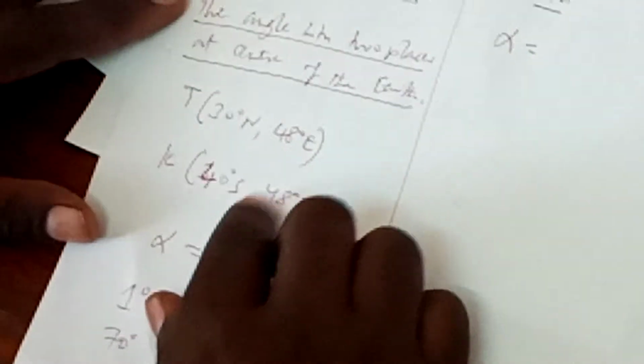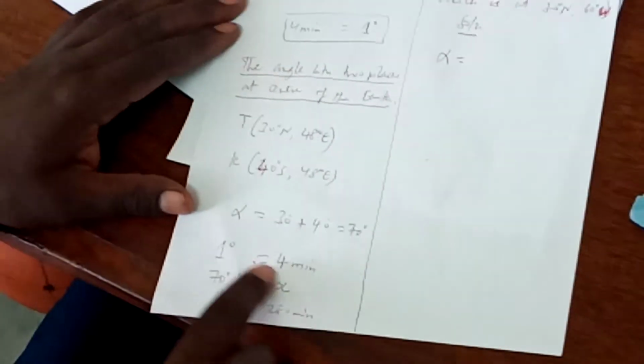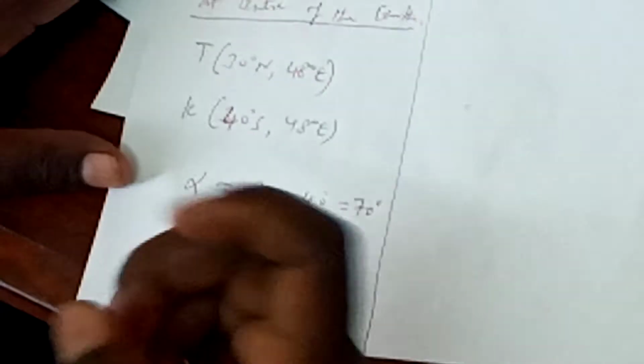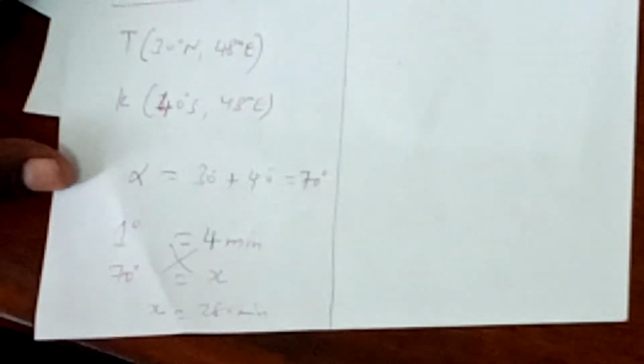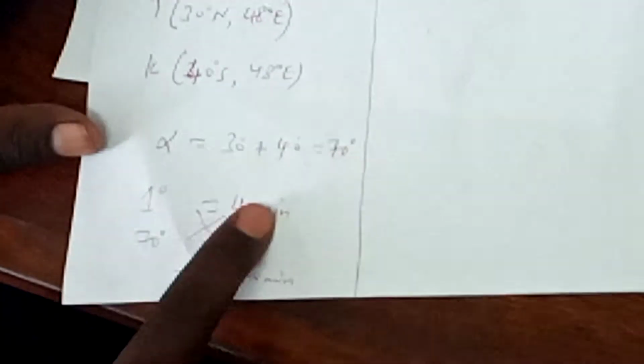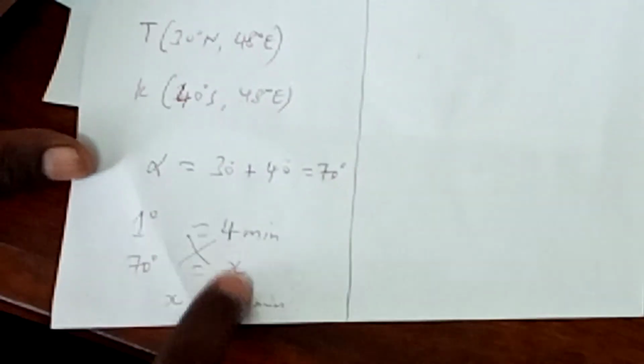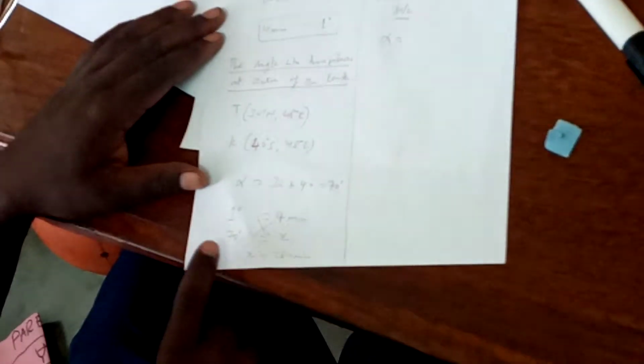Now after getting the angle, if you are going to find the time difference, you are saying 1 degree is equal to 4 minutes. If the earth rotates 1 degree, it uses 4 minutes. So that angle, which is the difference in longitude, if rotated, it will be how many minutes? Like here we say 1 degree is 4 minutes. Now 70 degrees, how many minutes? If we multiply, we get 280.